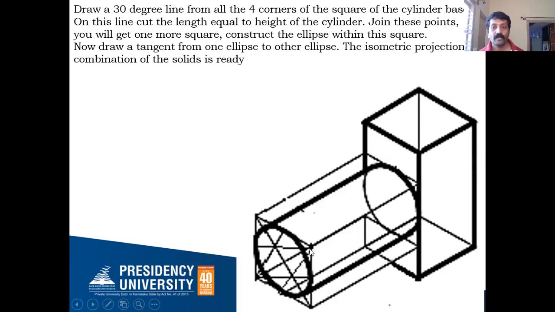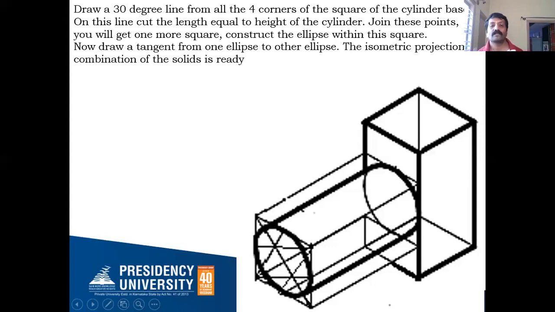From this point, you take either this or this as the radius. You draw an arc, this particular portion of the arc. Next, from this corner, either you take this or this as the radius. You complete this portion of the arc. From this intersection, either you take this or this as the radius. You complete this portion of the arc. From this intersection, you take this or this as the radius. You complete this portion of your arc. So you're going to get one more ellipse.